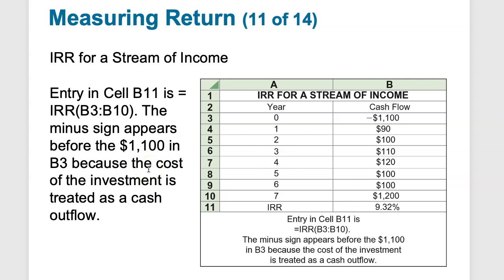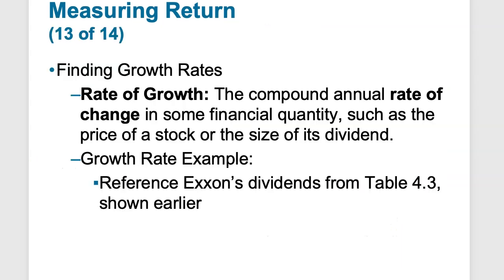And this is an annual return. So an annual internal rate of return is 9%. So we're basically making about 9% a year on this investment. Okay, so the rate of growth.